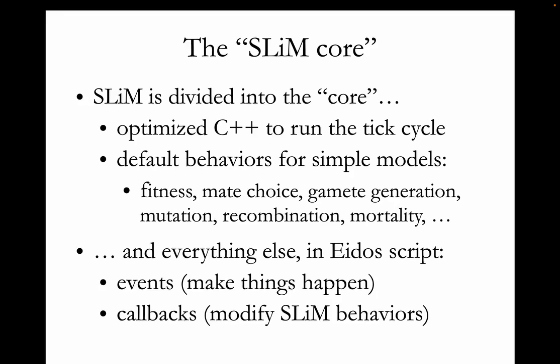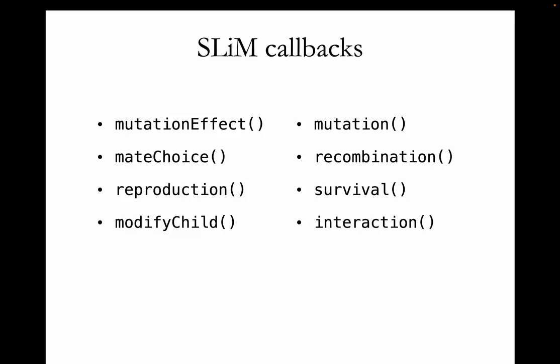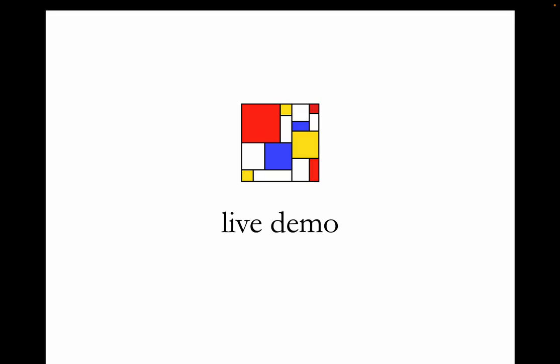There are a bunch of kinds of callbacks in SLiM, as shown on this slide. These different callback types let you modify the SLiM core's default behavior in specific areas, such as mate choice, reproduction, survival, or the effects of mutations on fitness. So with callbacks, you have a great deal of control over what SLiM does. That's Eidos and SLiM in a nutshell. Now I'd like to do a quick live demo in SLiM GUI to show you what all of this looks like in practice.